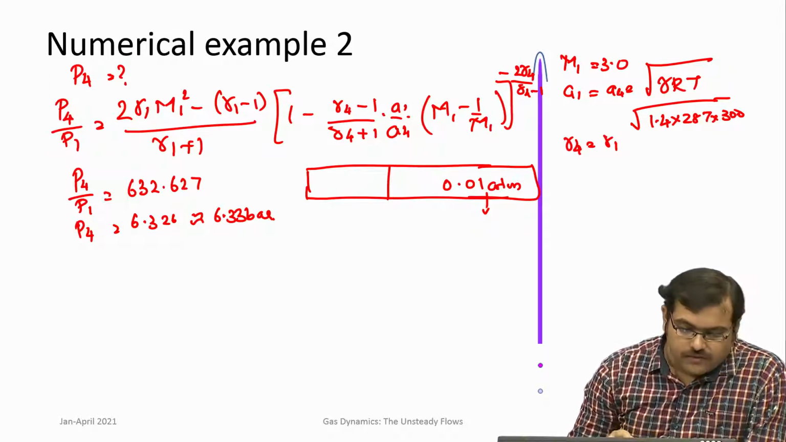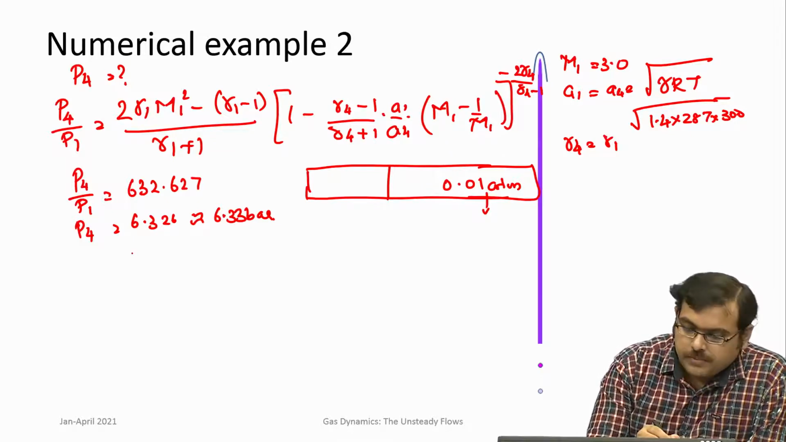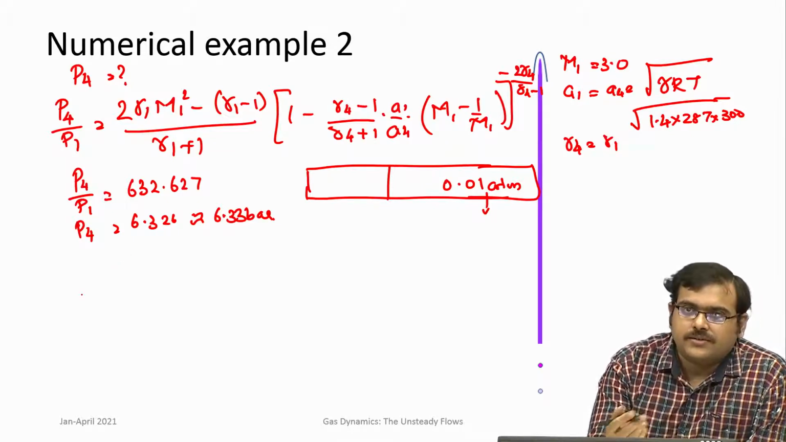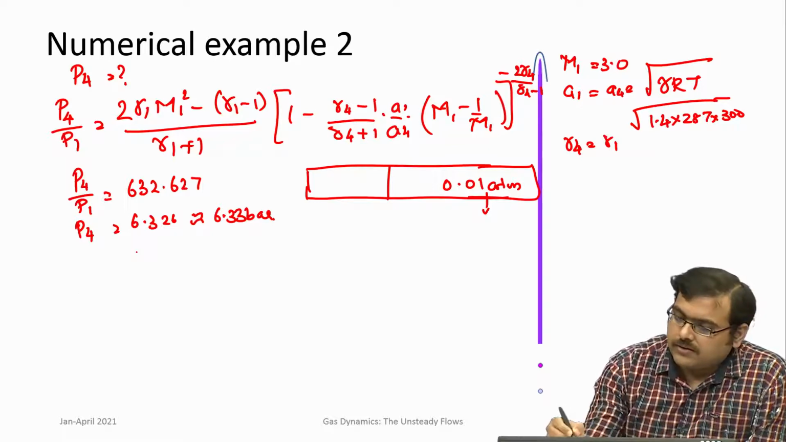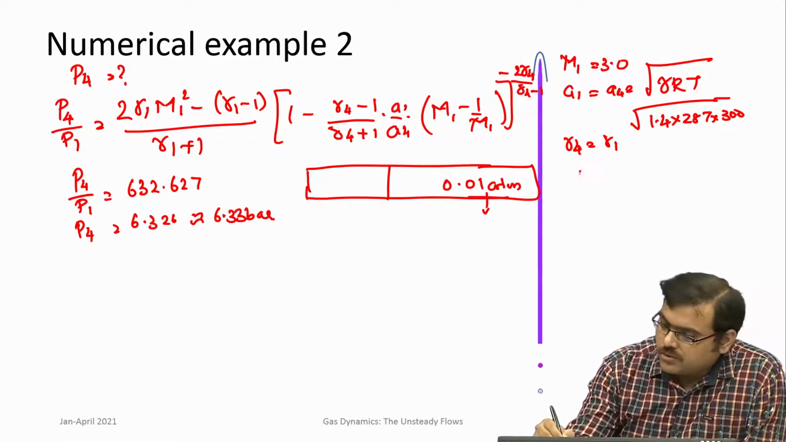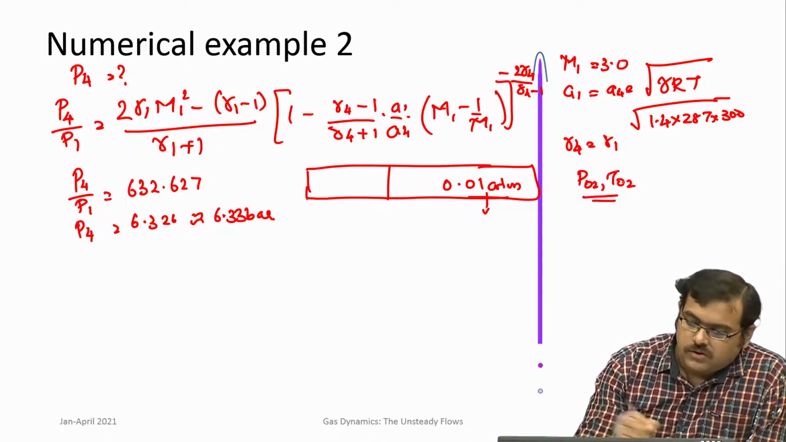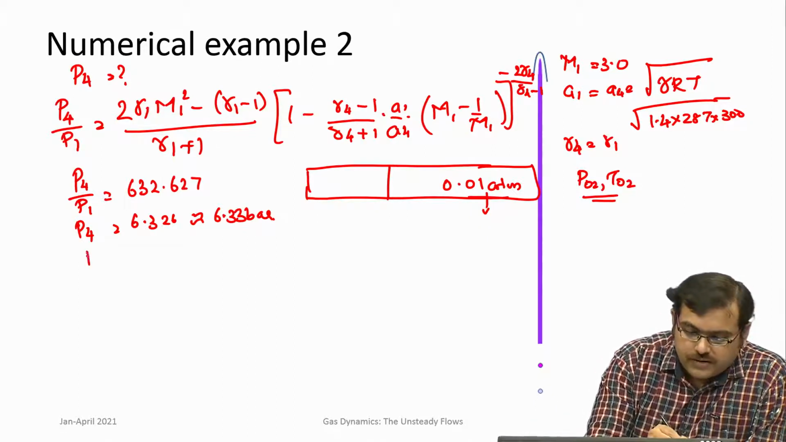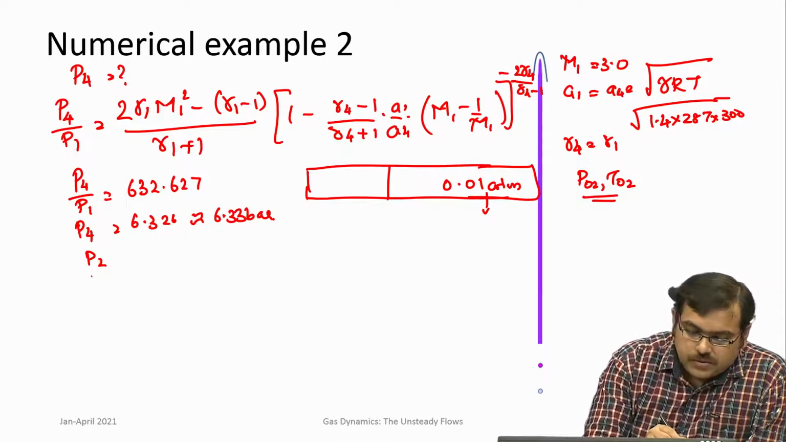And once the shock is formed, what is the stagnation pressure and the stagnation temperature for the flow? So, that is P02 and T02, these are the conditions. So for that we need first P2 by P1 and T2 by T1.